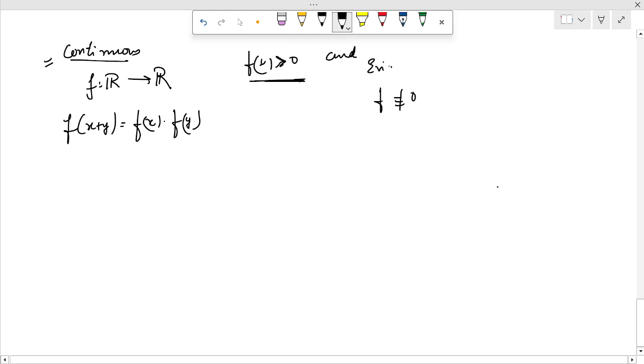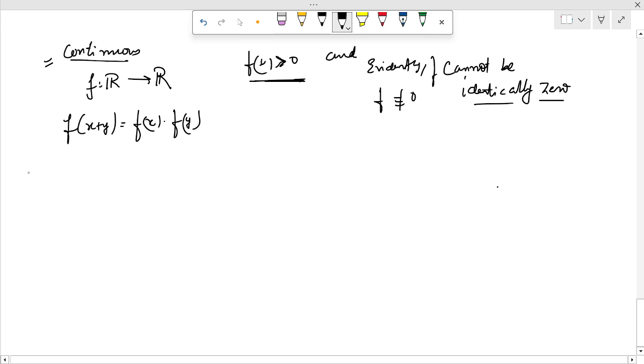So evidently, I can write, f cannot be identically 0. So f cannot be identically 0. This is the first thing that one needs to understand.